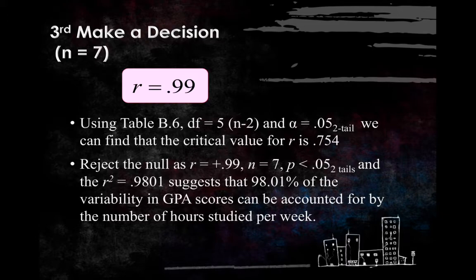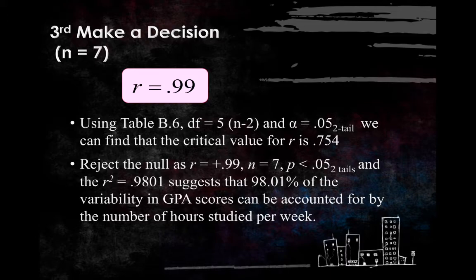So the APA statement then would be: the researcher ran a Pearson's r study and found the test statistic at positive 0.99. They had 7 people in their study with a p-value less than 0.05, which indicates a reject the null hypothesis with alpha set at 0.05 two-tail. And then we square this 0.99, so take 0.99 times 0.99, and that gives us a coefficient of determination of 0.9801, which suggests that the variability between how high the person's GPA score is and the number of hours a week they study is 98.01% of that equation, right?